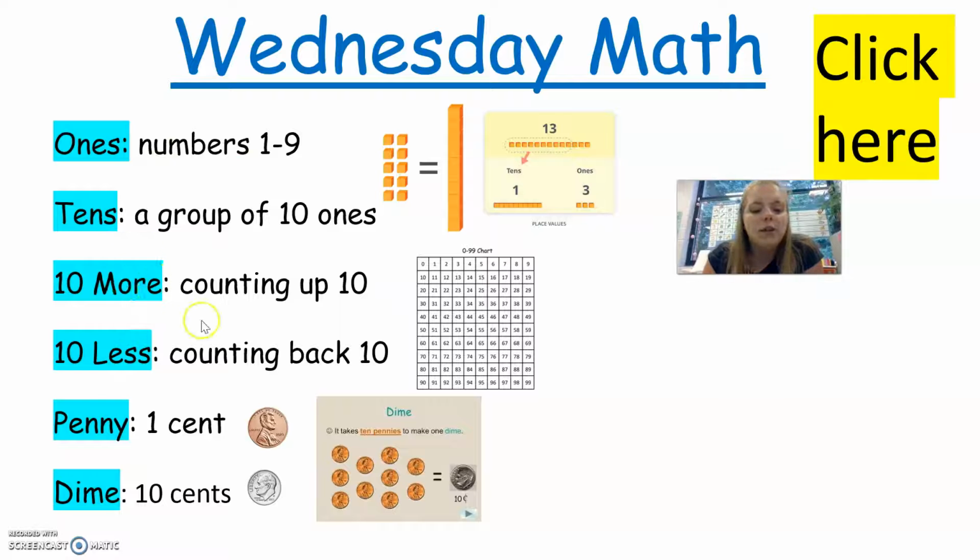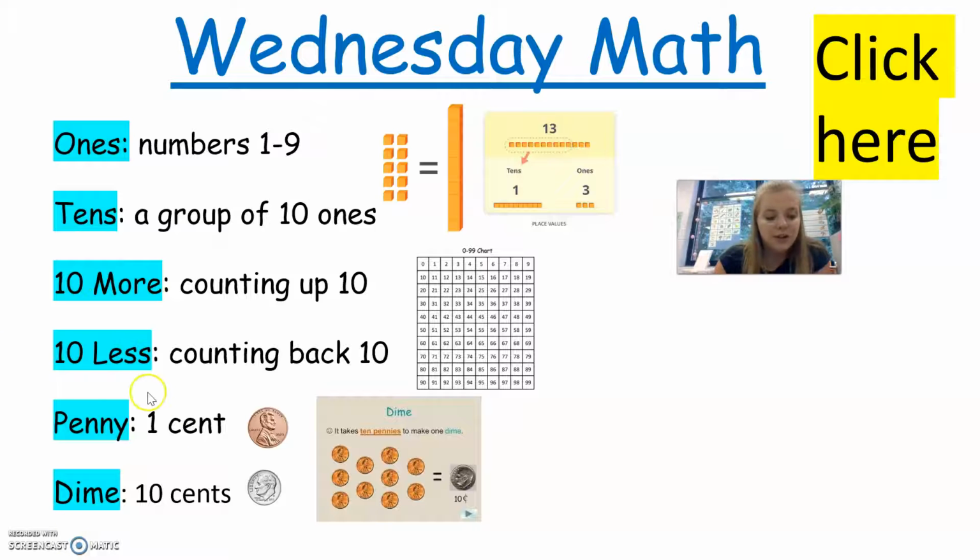10 more would mean you're counting up 10 spots, okay? So 10 more is when you count up 10 spots. You're going to have a bigger number, okay? You're counting up to a bigger number. 10 less is when you're going to count back 10 spots. When you count back 10 spots, you're going to end up on a smaller number. So 10 less, you're going to end up on a smaller number.